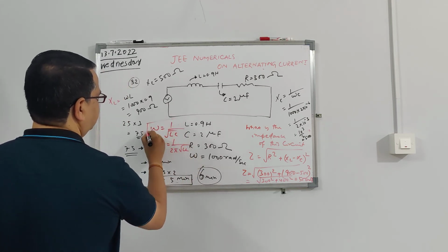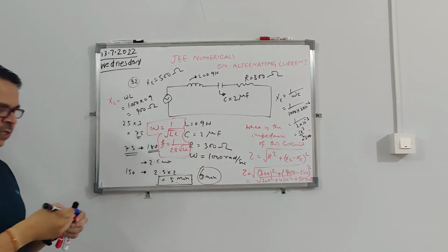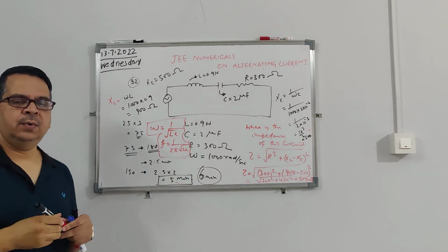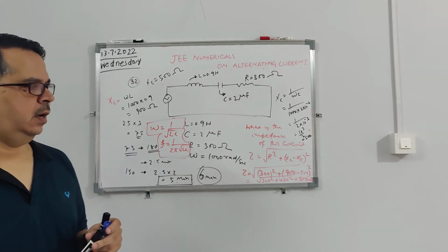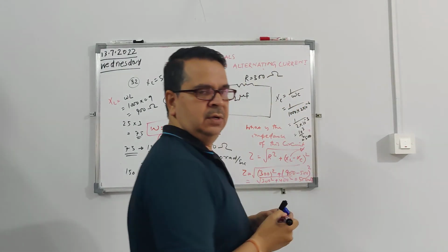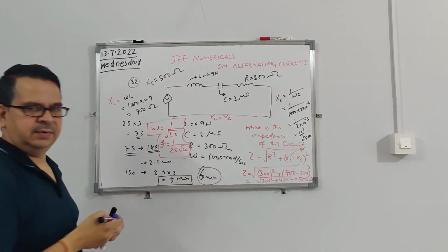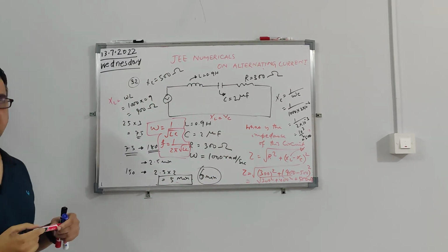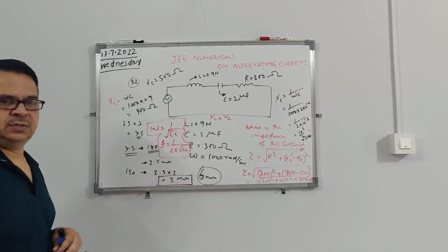This is a very common question related to LRC circuit. Resonance happens in an LRC circuit when the impedance is minimum and the current is maximum. When will impedance be minimum? When this term will be 0, so when XL becomes equal to XC, that time resonance happens. Same thing for oscillator also. So this formula is important, this also you have to remember.